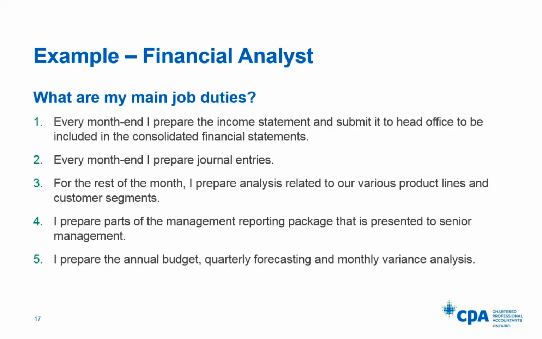So in this example, this particular financial analyst would every month prepare income statements submitted to their head office, which then gets included in the consolidated financial statements. And every month, they also prepare journal entries. And for the rest of the month, they prepare analysis for their various different product lines and customer segments. They also prepare parts of the management reporting package, and they would present that to their senior management. And they also are involved in the annual budget, the quarterly forecast, as well as monthly variance analysis. So these are the 5 main duties that this person has.